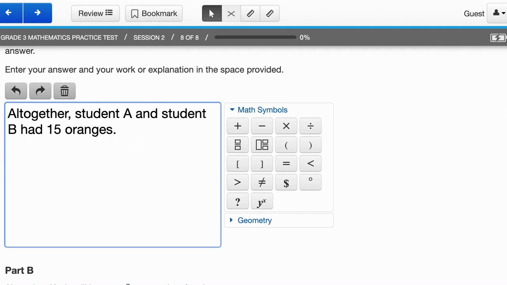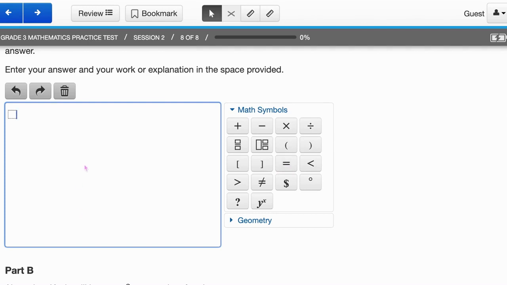If I want to show an equation to go along with that, like 7 + 8 = 15, I can type 7 on my keyboard, click the plus symbol on the Equation Editor, or the plus symbol on my keyboard, 8, equals using the button, 15, and then I can type oranges.